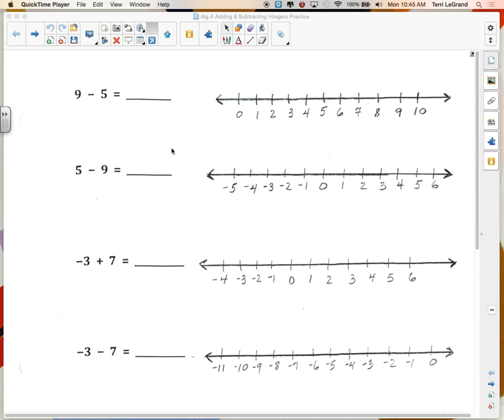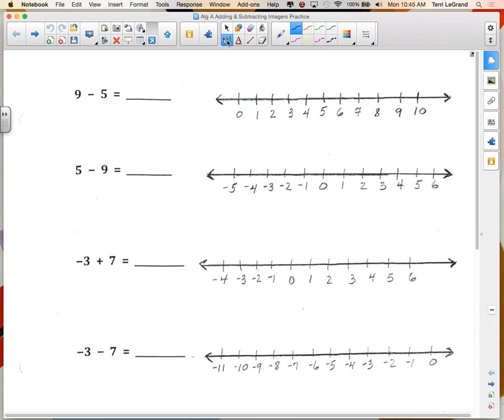Okay, so we are going to start with 9 minus 5. Well, I bet you there's a whole bunch of you in here that are like, I don't even need to use the number line for that. What is 9 minus 5? 4. Okay, let's just write that right away because we already know that. I've known that for a long, long time.